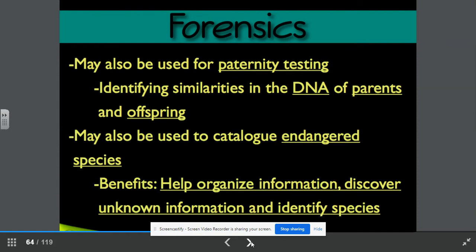It can also be used to catalog endangered species. So think about zoos and aquariums. In forensic science, DNA patterns are very beneficial to organize information and discover unknown information about a species, and to even identify species or their parents. For example, you might want to know the bloodline or the family tree of a band of gorillas, if you're studying gorillas in the wild.